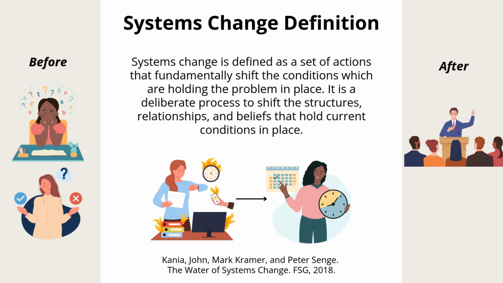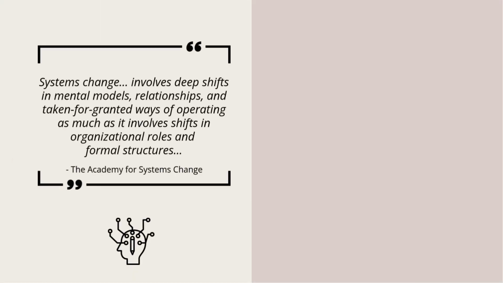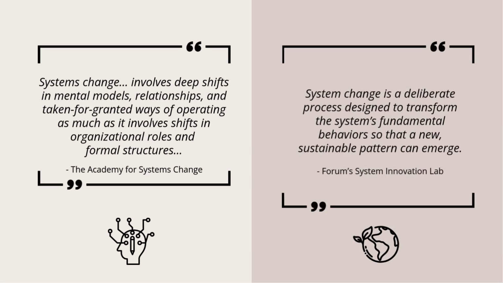From a public health perspective, systems change means moving beyond programs or individual behavior change. It means rethinking how we work, how we engage, and how we create shared understandings of the root causes of the health outcomes we aim to improve. Systems change involves deep shifts in mental models, relationships, and taken-for-granted ways of operating, as much as it involves shifts in organizational roles and formal structures. The Academy for Systems Change. Systems change is a deliberate process designed to transform the system's fundamental behaviors so that a new, sustainable pattern can emerge. Forum Systems Innovation Lab.